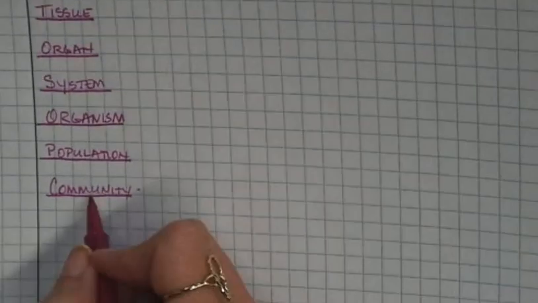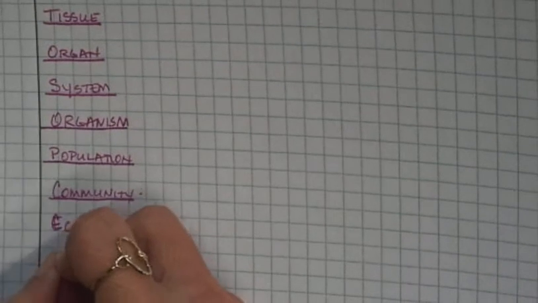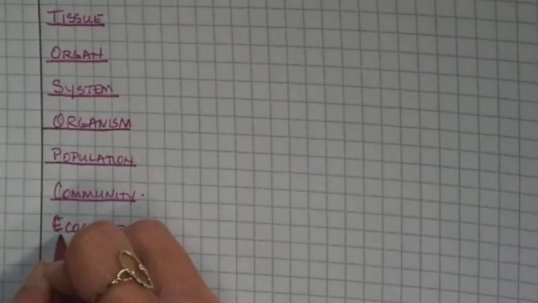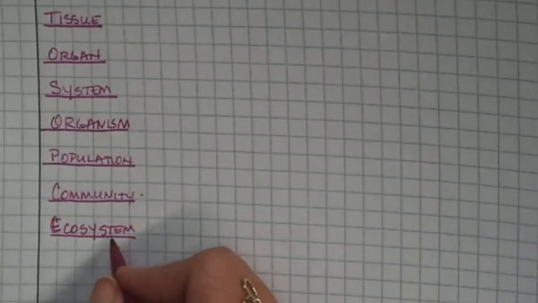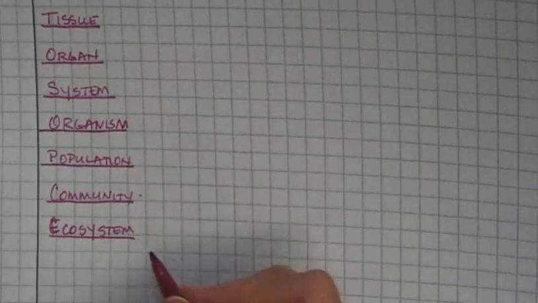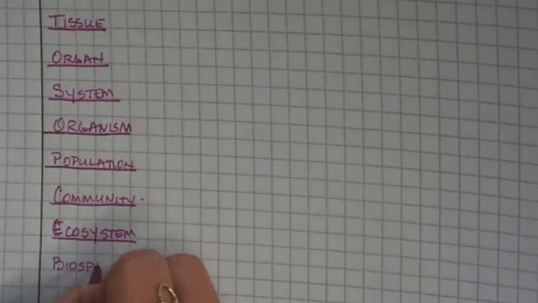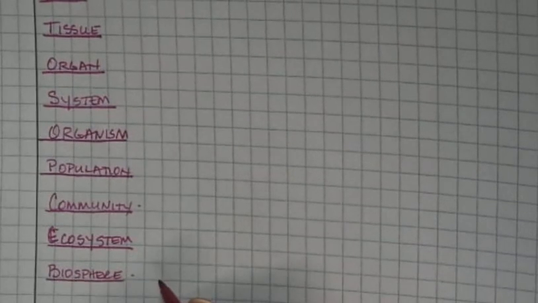If we consider the community with its non-living environment, we have an ecosystem. And then if we take into account all of the ecosystems on our planet, what we have then is a biosphere. So these are the levels of organization. In the next video, we're going to go back and fill these in and give a simple explanation for what each of these things are.